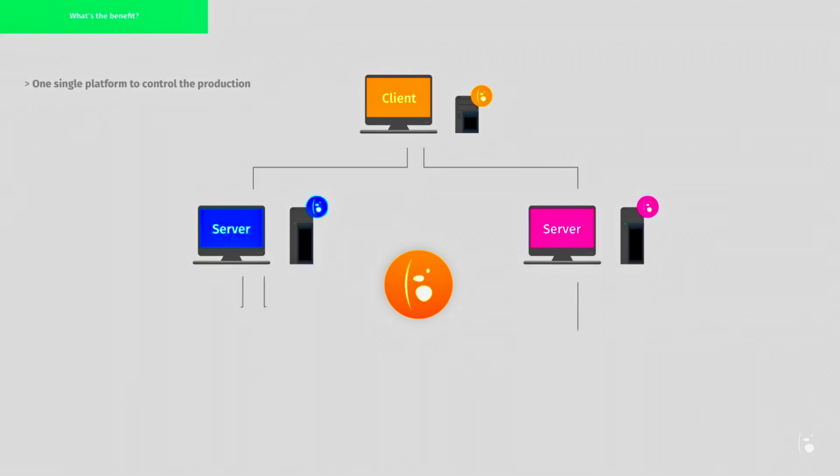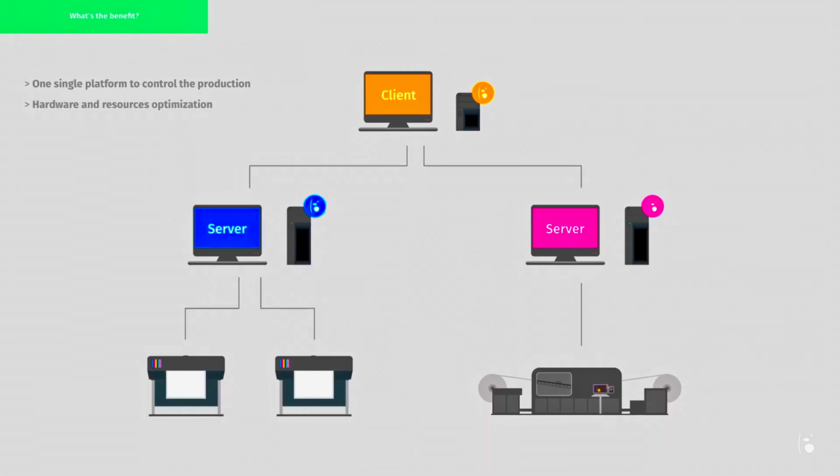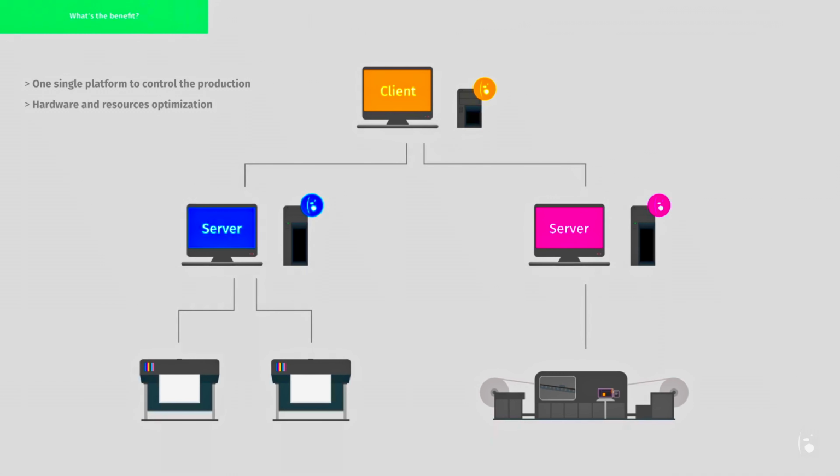One single platform to control the whole production. Hardware and resource optimization. Use your most powerful computer to RIP files for the biggest machines and keep your smaller computer to submit the jobs through the network.